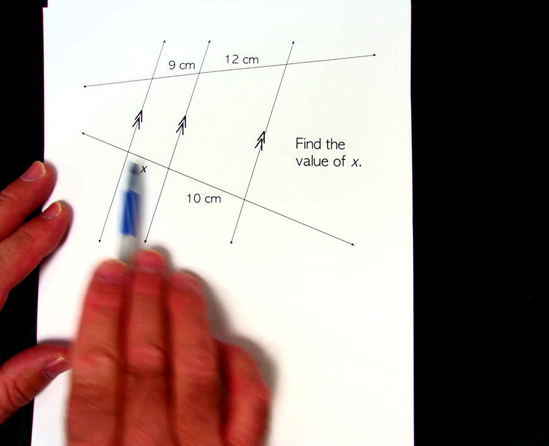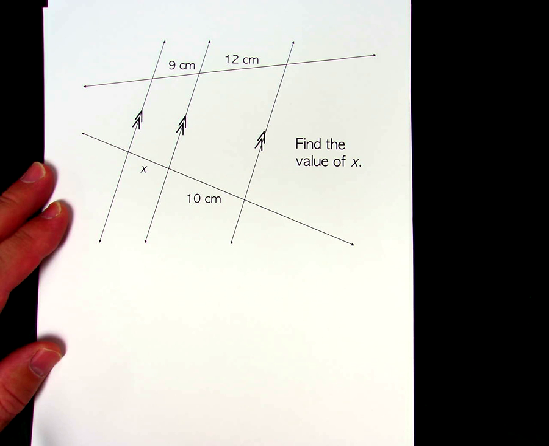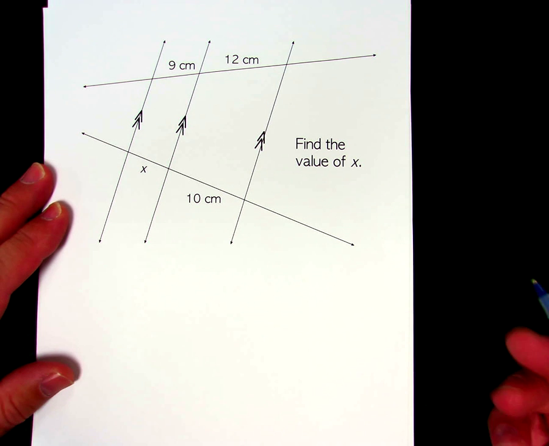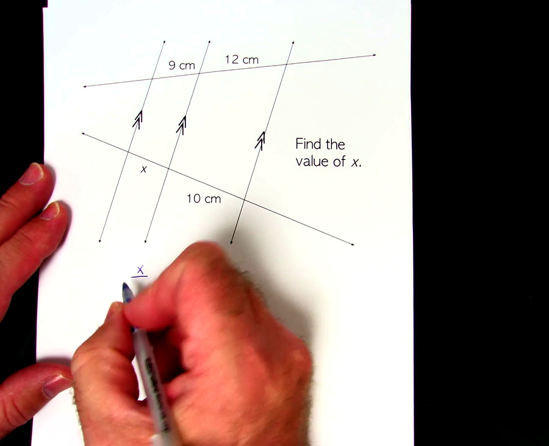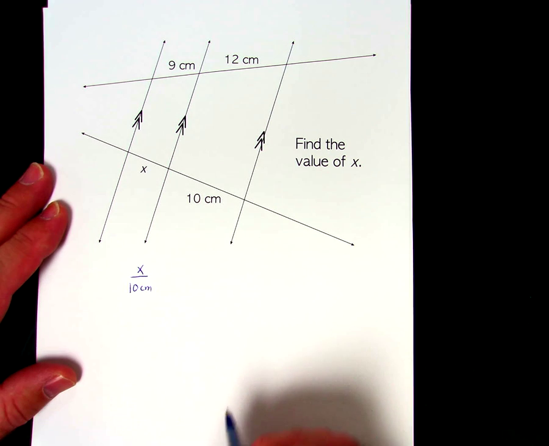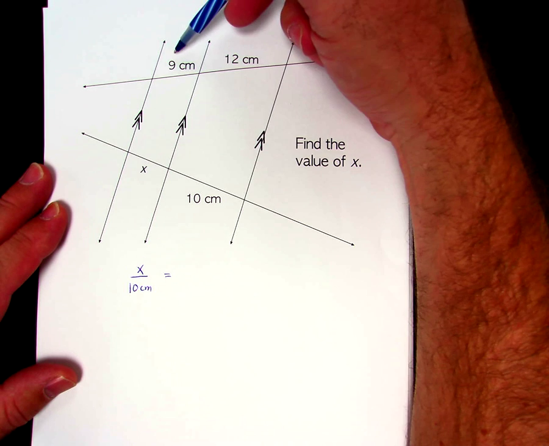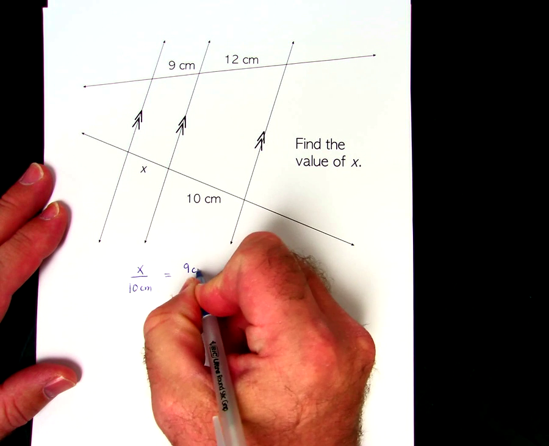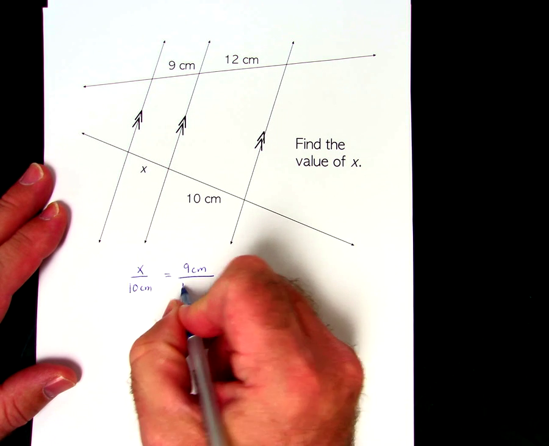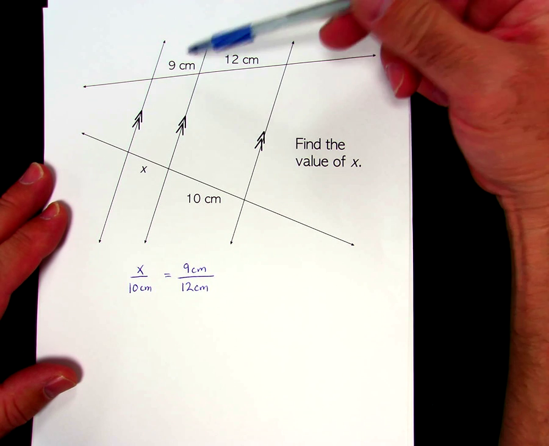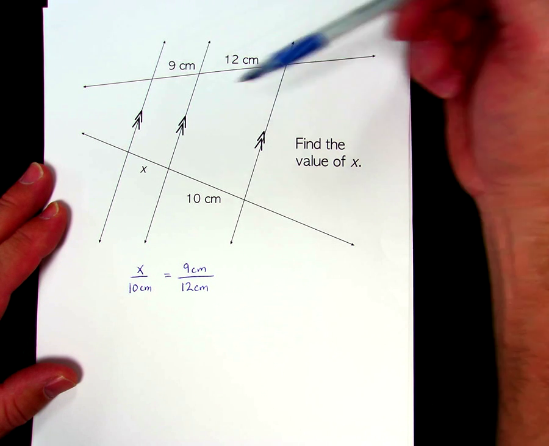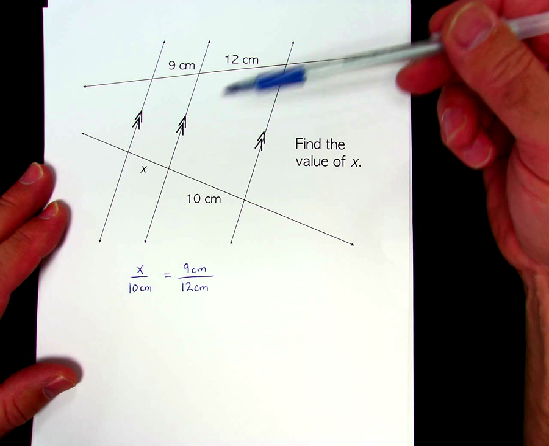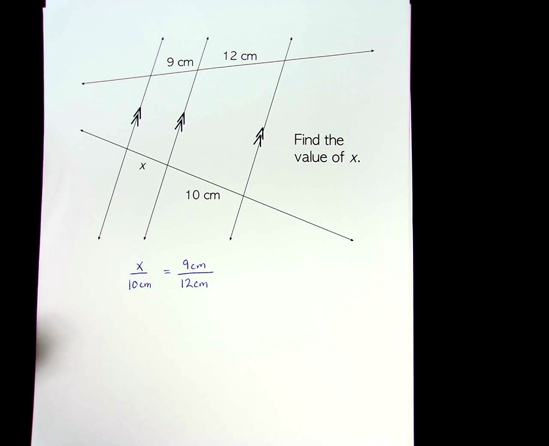So in this particular case, we want to find the value of x. So x is one part of this transversal. A possible proportion that we could write would say that x corresponds to the other part of that transversal in the same way that 9 centimeters corresponds to the other part of that transversal. Now our proportion could have also said x divided by 9 centimeters is the same as 10 centimeters divided by 12 centimeters. The cross products would be the same, so it's an equivalent proportion.